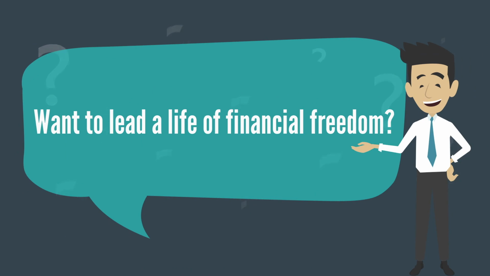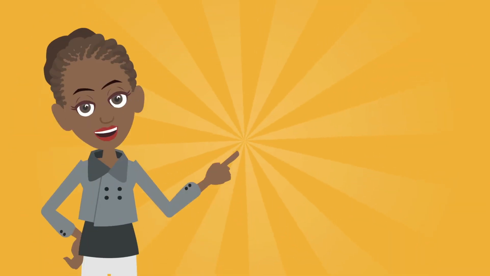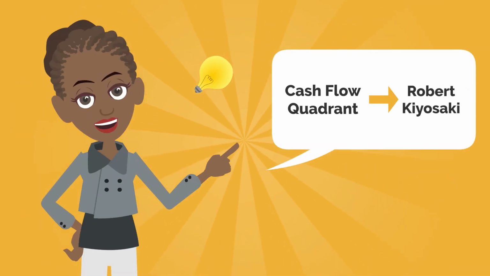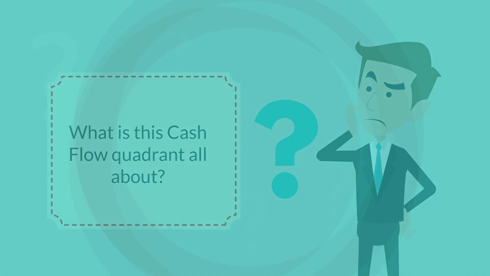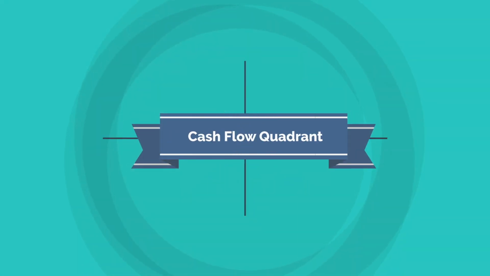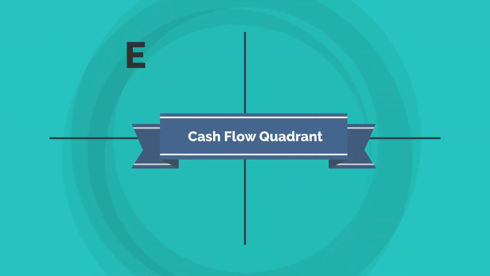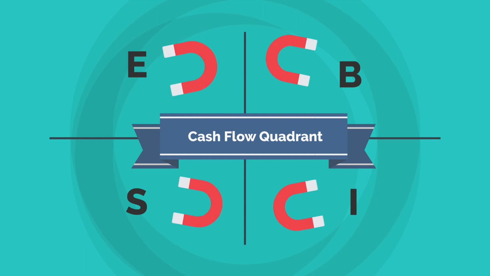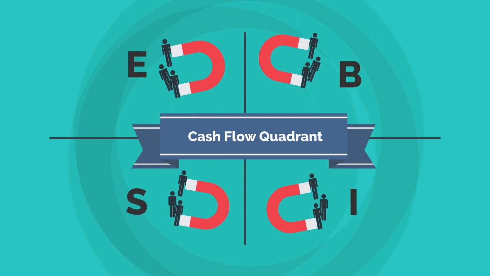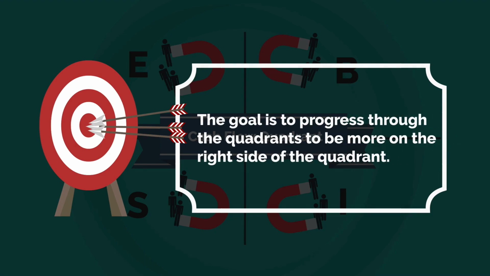Want to lead a life of financial freedom? You need to understand what a cash flow quadrant is by Robert Kiyosaki. So, what is this cash flow quadrant all about? A cash flow quadrant is a table divided into 4 areas, with E and S quadrants on the left, and B and I quadrants on the right. Each of us falls in one of these 4 quadrants. The goal is to progress through the quadrants to be more on the right side of the quadrant.